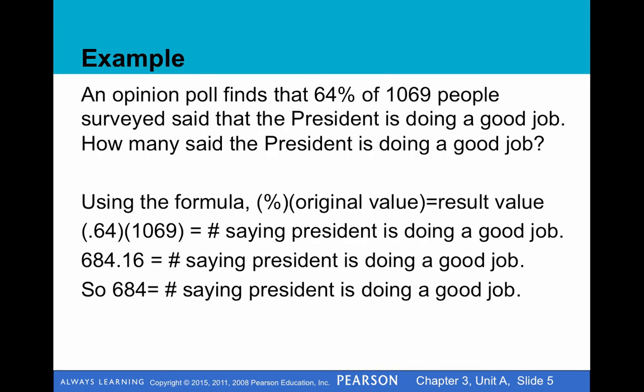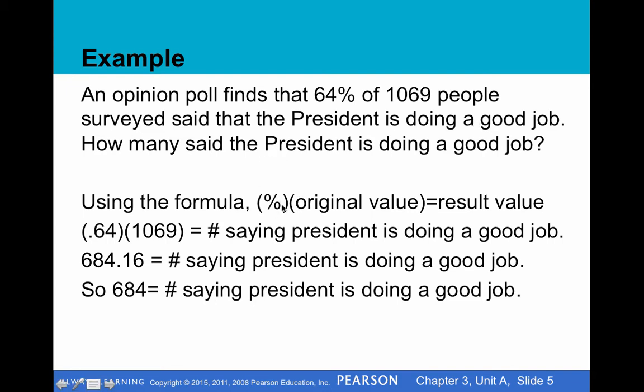So let's say an opinion poll finds that 64% of 1,069 people surveyed said that the president is doing a good job. How many said the president is doing a good job? Well, this has the word "of" in the problem. This is actually one of the easier ones to start off with, because it says 64% of a number, and that 64% of the number is the number of people that think the president is doing a good job.